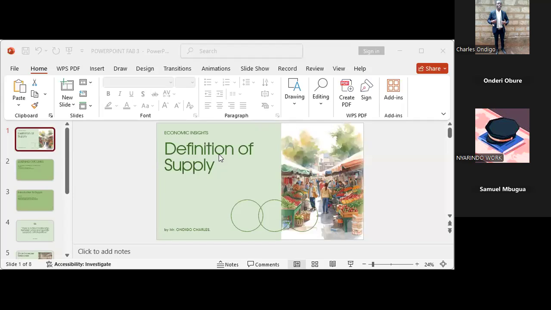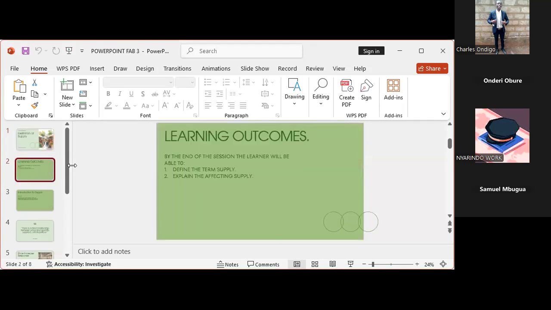Welcome to our today's session, and we'll be dealing with supply. We'll be dealing with specifically two learning outcomes. That is, we will be dealing with the definition of the term supply and explain the factors that affect supply.